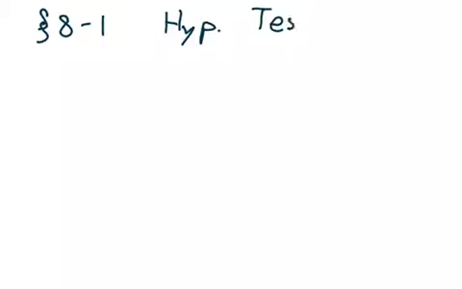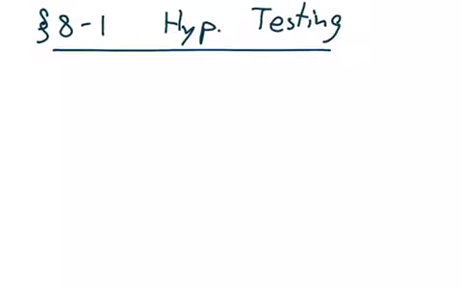Okay, good morning. We're going to continue in Chapter 8, Section 1, talking about hypothesis testing. And I'm going to go over the three different types of tests based on what type of research hypothesis we set up. These are in no particular order. Two-tailed test.